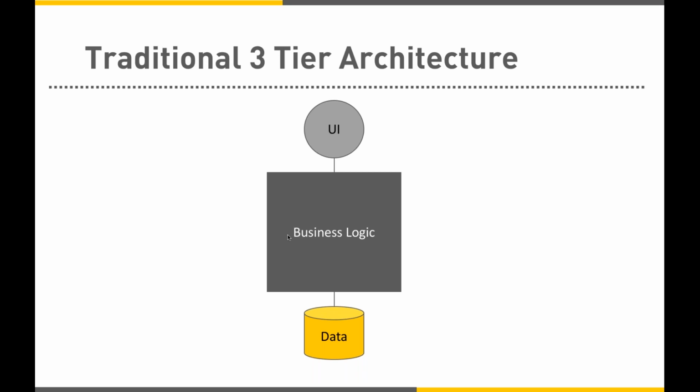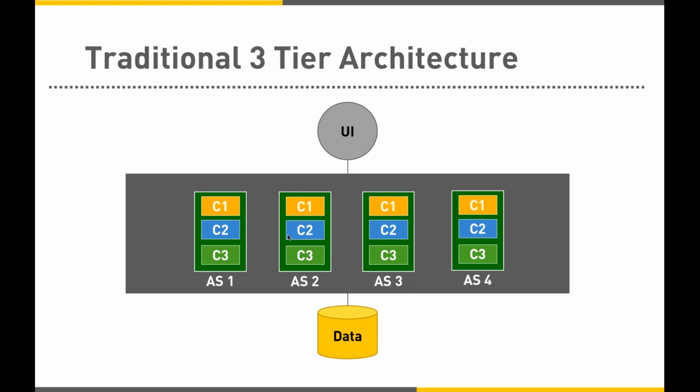But this architecture doesn't align with the way cloud functions. So where is the misfit? Where does it break when it comes to cloud? So let me give you an example.